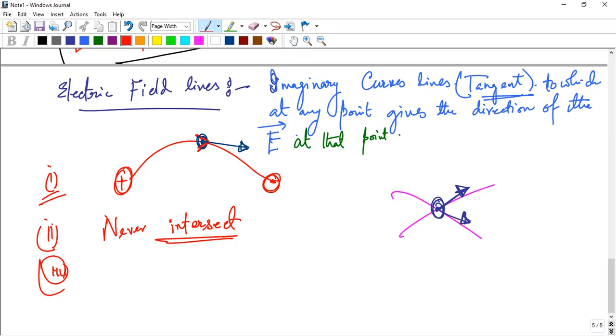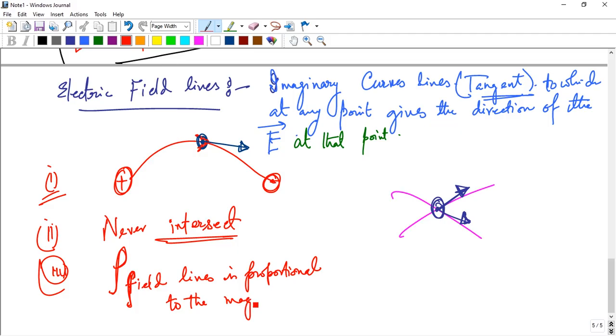The density of field lines is proportional to the magnitude of the electric field. So rho represents the density of field lines, and it is proportional to the magnitude of the electric field.